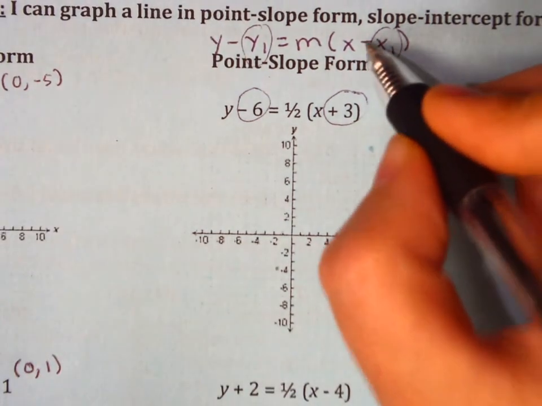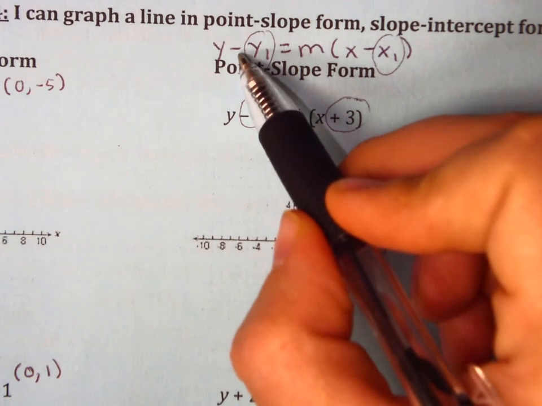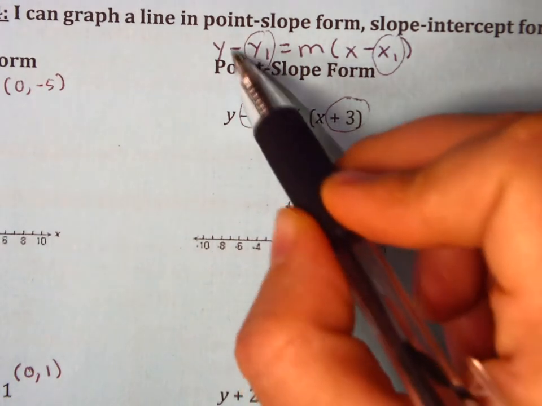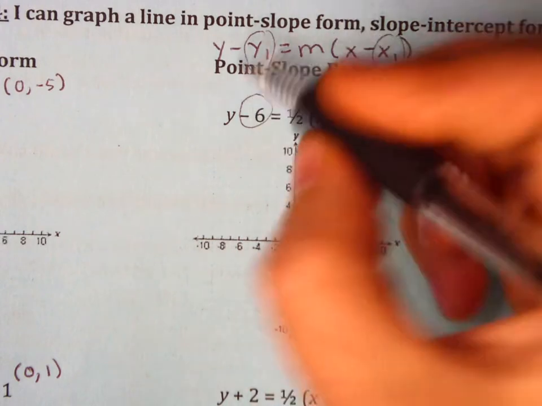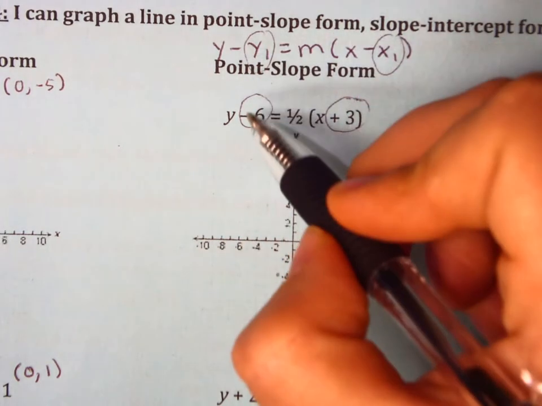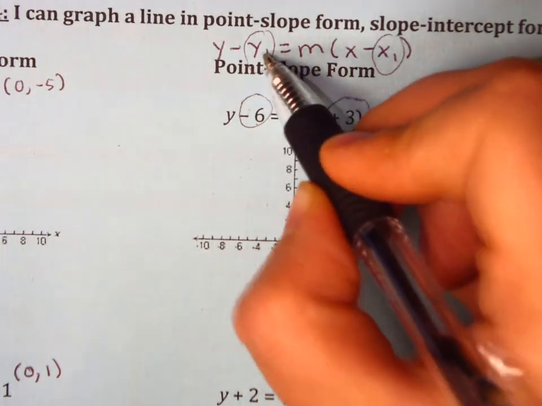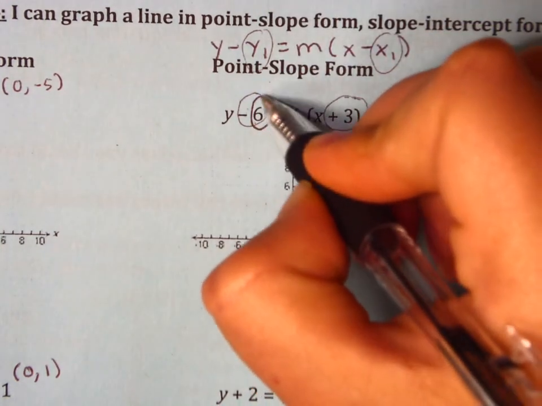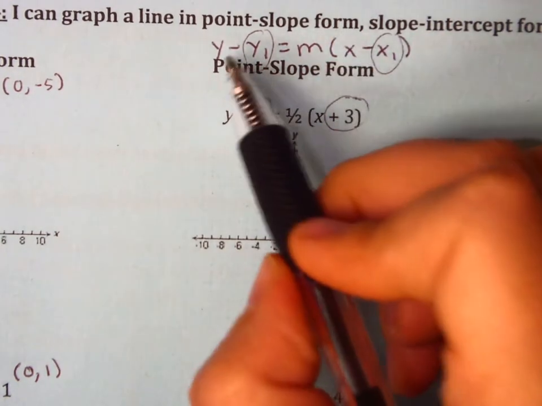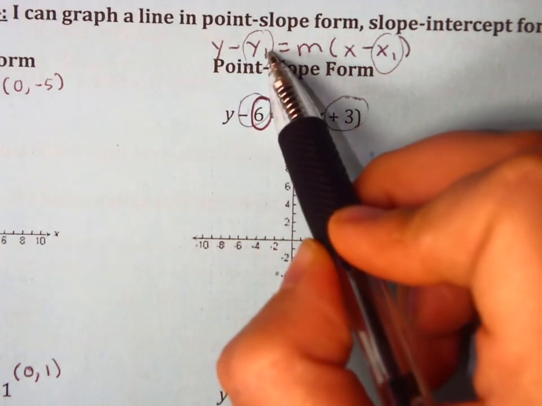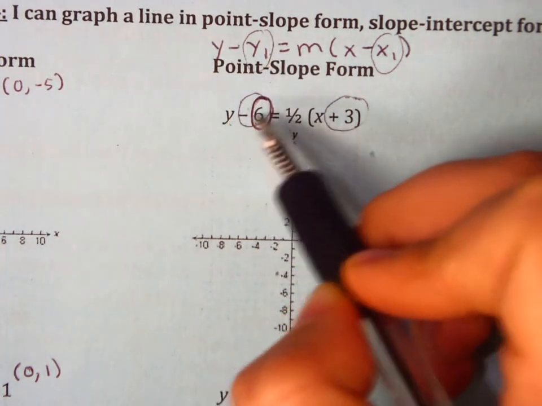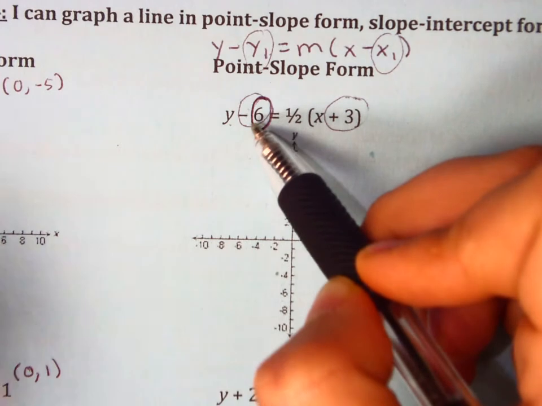So notice though that this minus is part of the equation. So this minus does not actually reflect on this 6. The minus is part of the equation. The y coordinate is just the 6. So where it's y minus the y coordinate, that means it's y minus 6. 6 is the y coordinate.